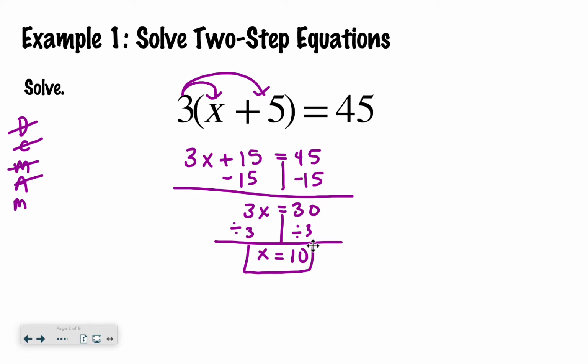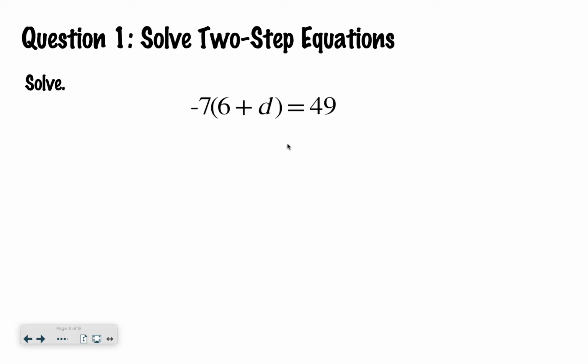So the first thing I did was distribute. I looked to see if there were any like terms to combine, and there were not. I made sure the variable is on one side, which it already was. Then I subtracted, and then I divided. Okay? Why don't you go ahead and solve this one on your own? Good luck.